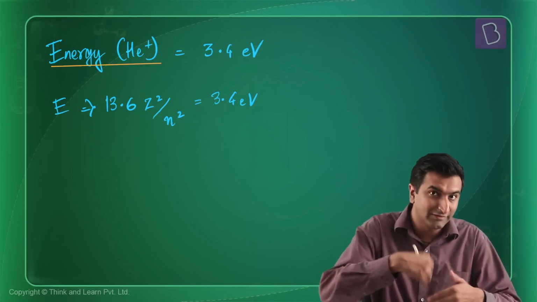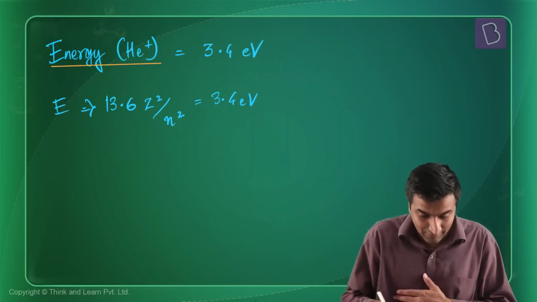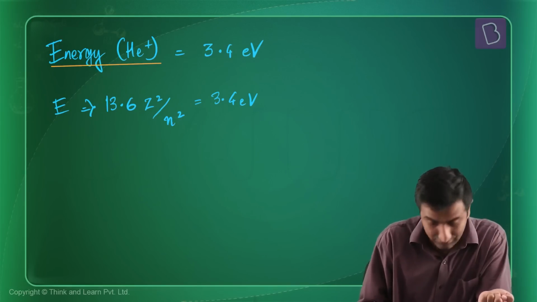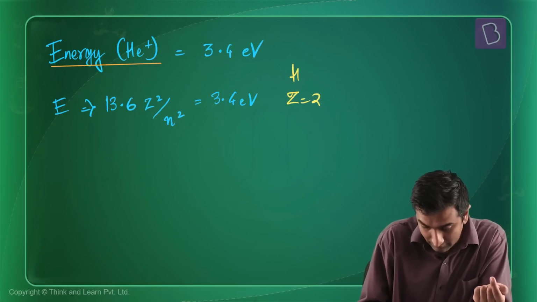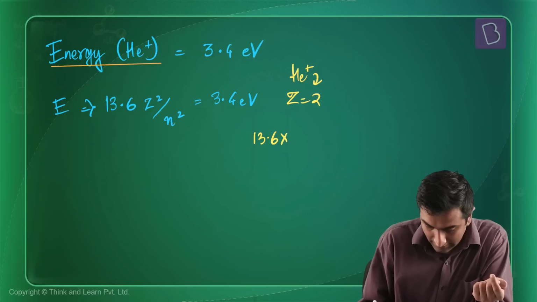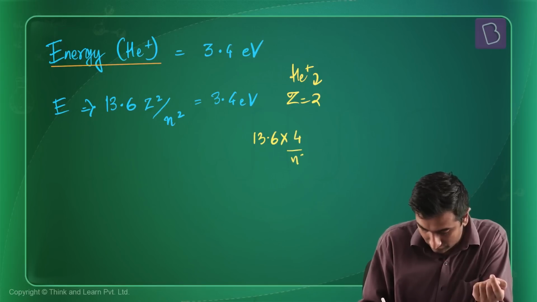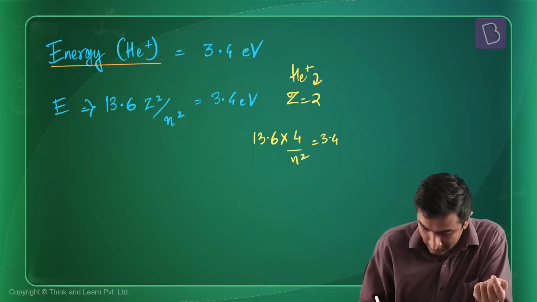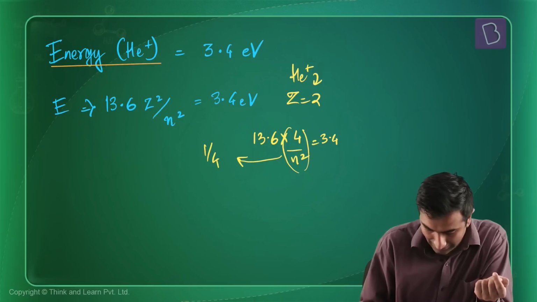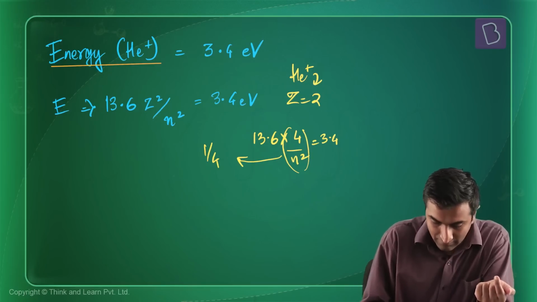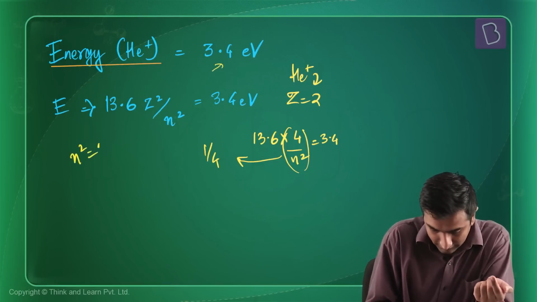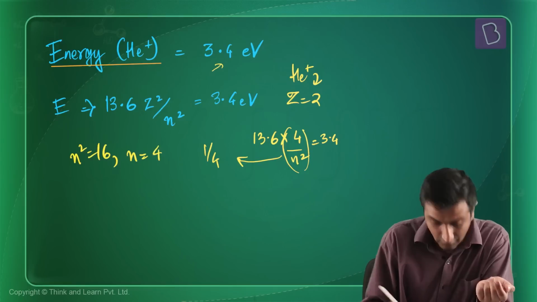That and the second part, which is quantum mechanics, is also tested here. So, interesting question. Anyway, 13.6 Z squared by n squared should be equal to 3.4 electron volts. Now Z, as you know, is 2 for helium plus, which means you get 13.6 times 4 times 1 by n squared equal to 3.4. Now this fraction needs to be 1 by 4, because 13.6 by 4 gives me this number. So how is this fraction going to be 1 by 4? If n squared is equal to 16, which means n is equal to 4.